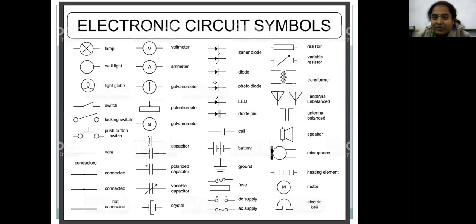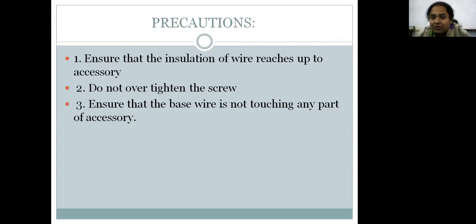Okay, so these are the electronic circuit symbols. You can see different symbols: lamp, wall light, light globe, wall meter, ammeter, galvanometer. You can see switch, locking switch, push button, wire, connected, not connected. So there are different electronic circuit symbols, and these are a few symbols.